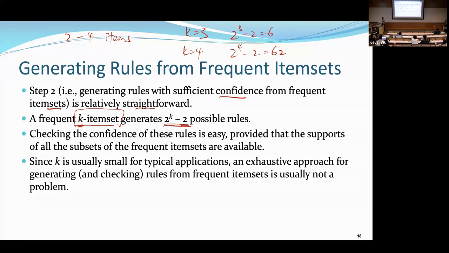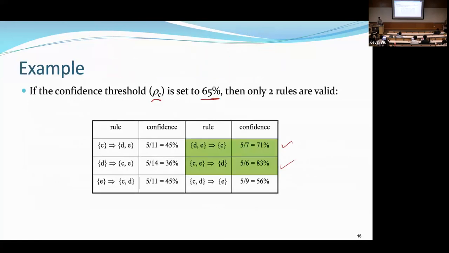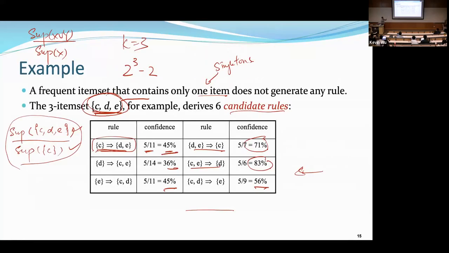All right. Now checking the confidence of these rules is easy, provided that the support counts of all the subsets of the frequent item sets are available. Because what it means is that if you want to check the confidence of all of these derived rules, you need the support count of many subsets of CDE, right? For example, if I want to check, let's say, this rule, what do I need? Well, I need the support count of CDE divided by the support count of CD, right?